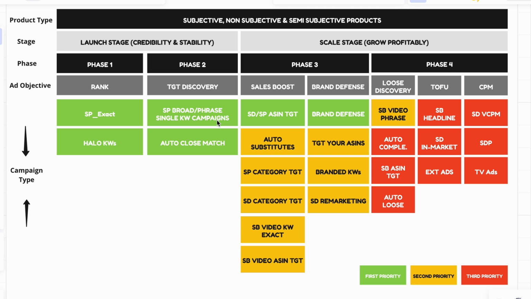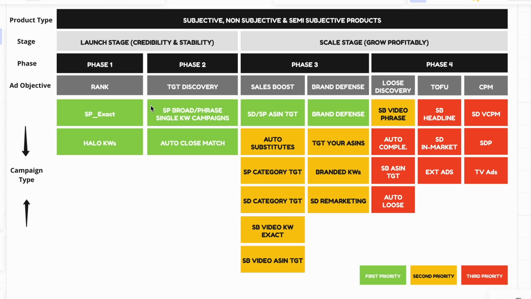Now here is the thing, when you're operating in phase 2, if you're switching on your close match campaigns or your broad match campaigns, it's very, very important that you also apply your negative list. Now what is your negative list? Negative list is nothing but, basis your research, you should also know which keywords you should not be advertising.